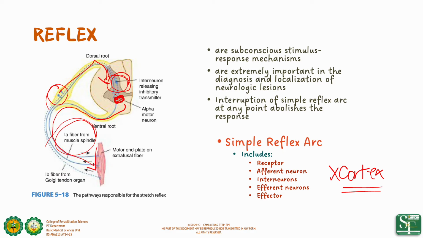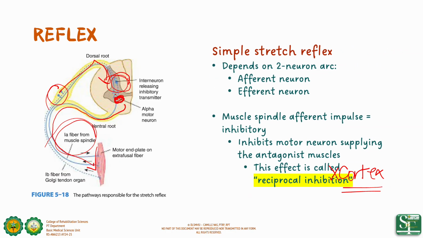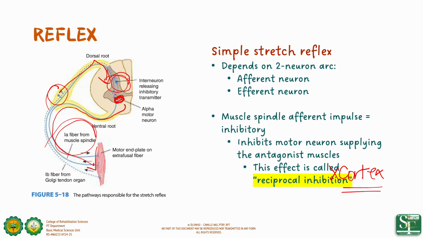Sino yung kailangan din mag-produce ng reflex? So, kung nag-stretch yan, ang reflex na mangyayari is magko-contract. Okay? So, that's your simple reflex arc. So, it depends on two neuron arc, dalawa lang, afferent and the efferent neuron. And we have the interneuron binding them together.